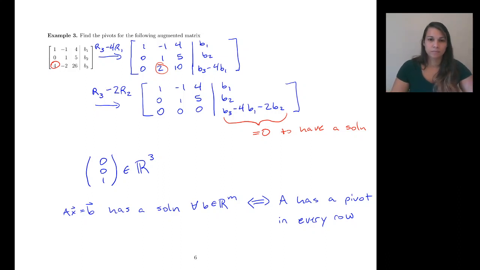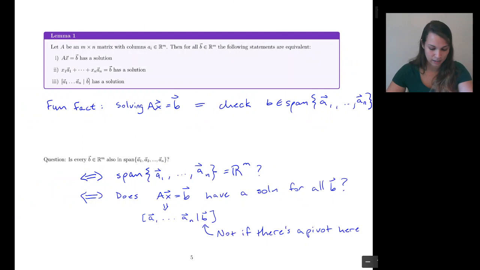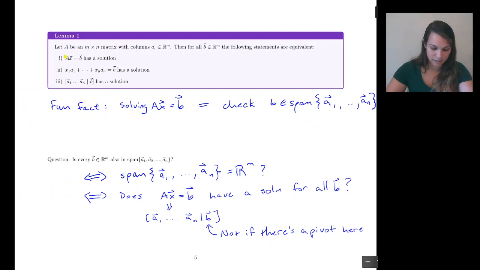Okay. So this is basically another way, or another statement that is equivalent to the statements that we had in the previous lemma. And that's going to be all summarized in this nice theorem that has a name because it's so important. It's called the equivalence statements of A. The following are equivalent. We have AX equals B has a solution for all the B's in RM, which kind of comes back here to this lemma, is this one.